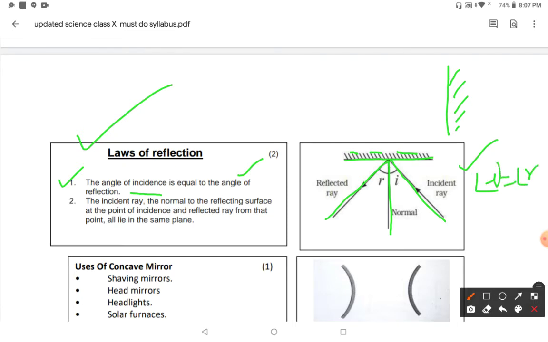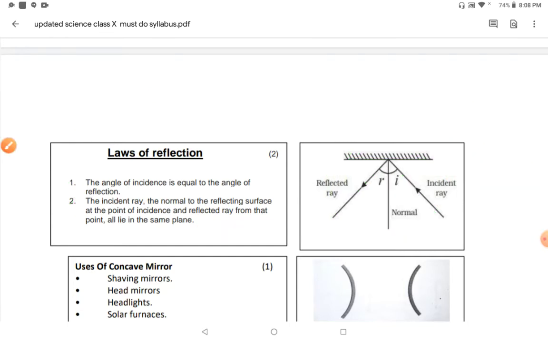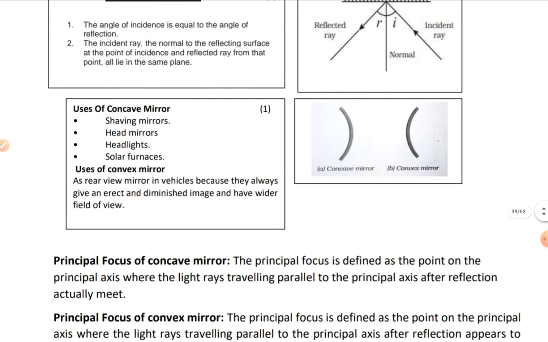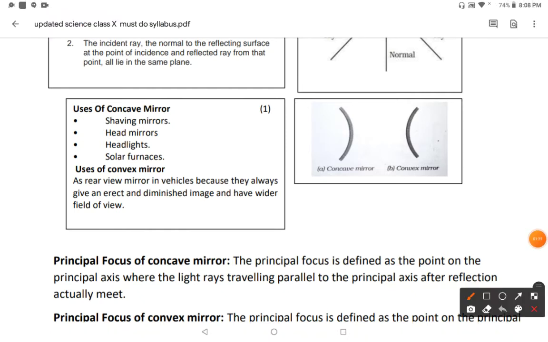The second rule is that the incident ray, reflected ray and normal, at the point of incidence, all lie in the same plane. These are the two laws of reflection which we will follow in the plane mirror as well as in spherical mirrors. There are two types of spherical mirrors. One is the concave mirror, the other is the convex mirror.